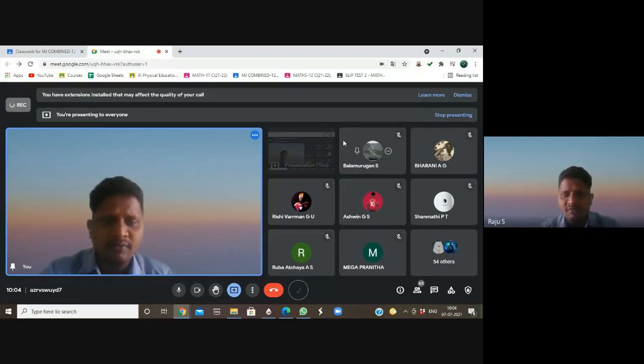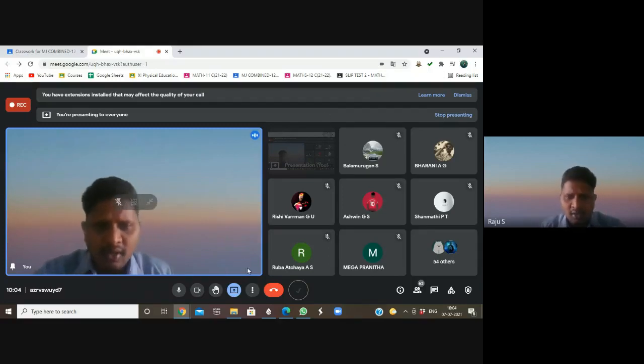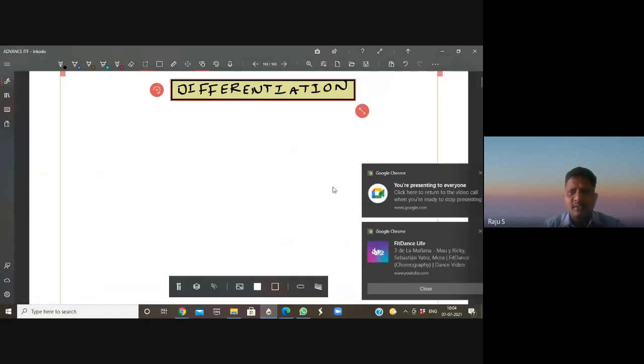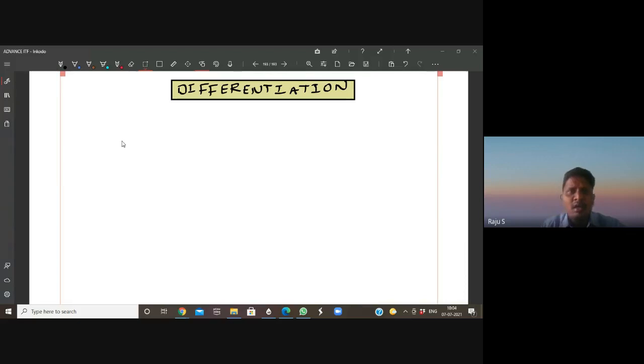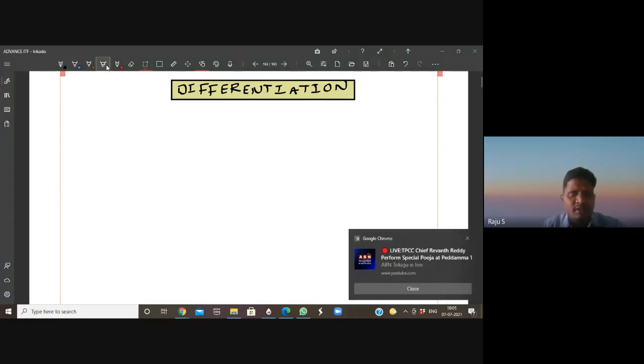The process of finding the derivative is called differentiation. Just the process. In this case also, differentiation actually depends on differentiability. We know that here f dash of x is equal to limit h tends to 0, f of x plus h minus f of x by h.